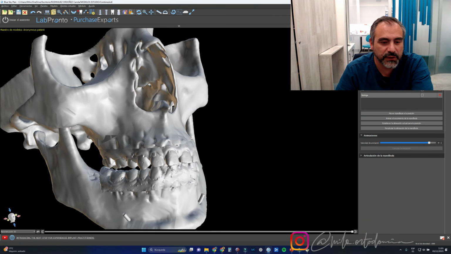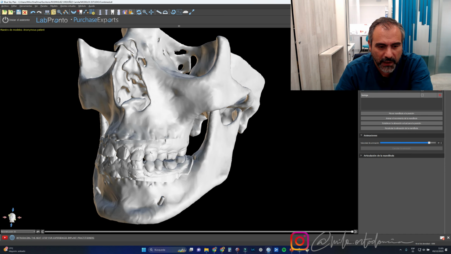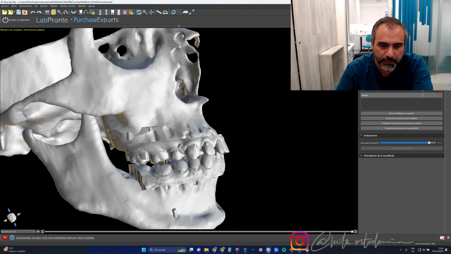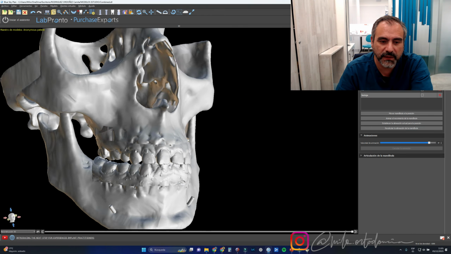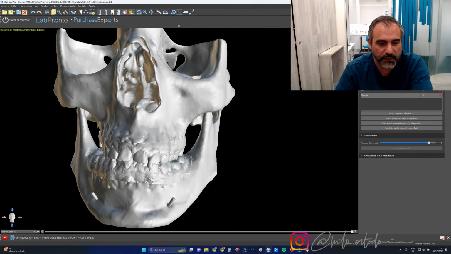It is in this position that I am now going to generate the treatment simulation. This gives me a position in which, having ordered and having solved the transverse, vertical, and sagittal problems, in this case, in this position, I know that I am going to have occlusal stability at the time of surgery. So this is where I want to generate my treatment simulation.